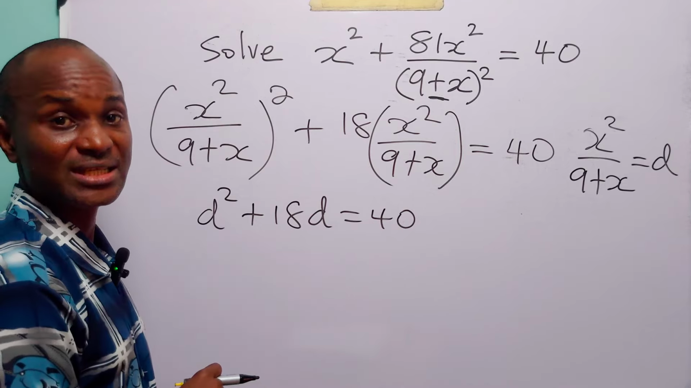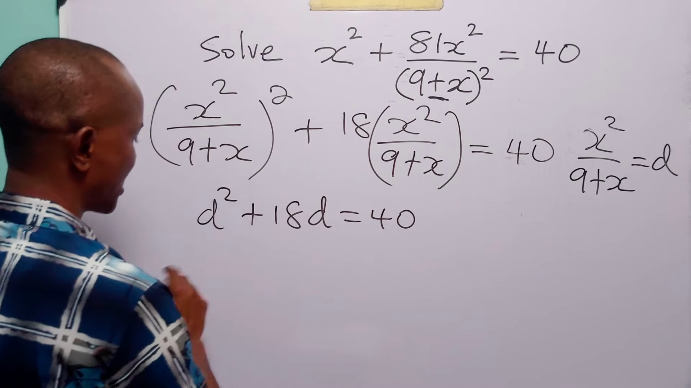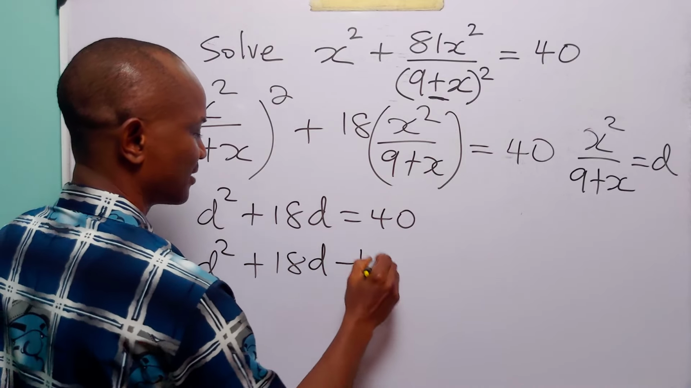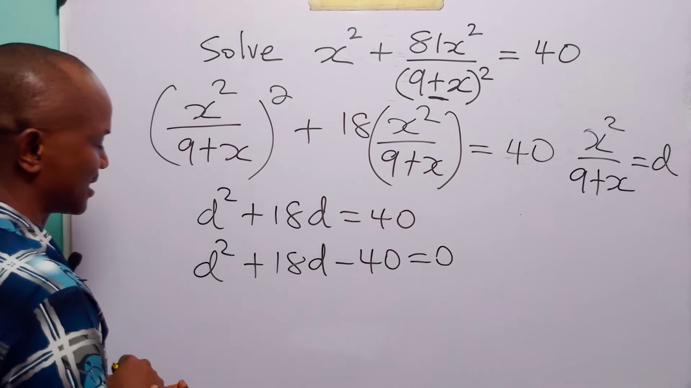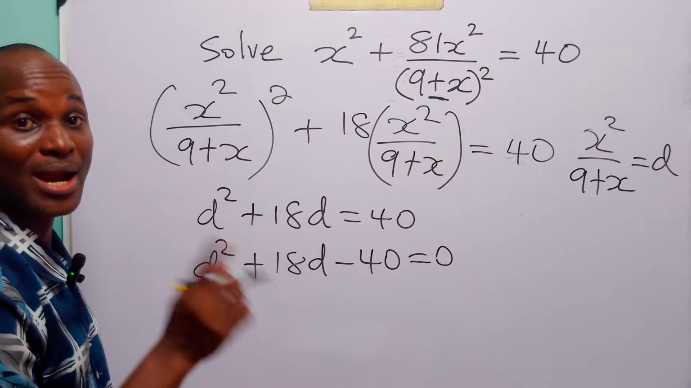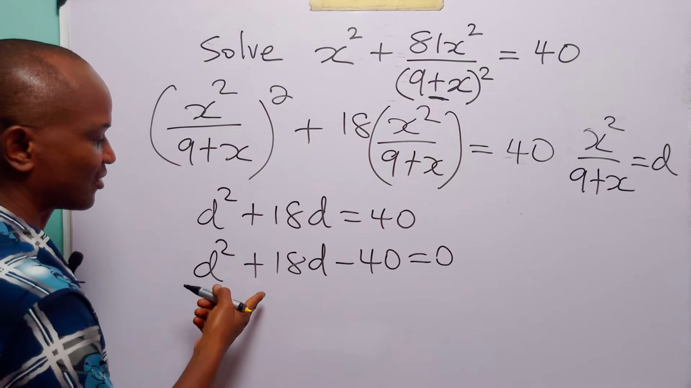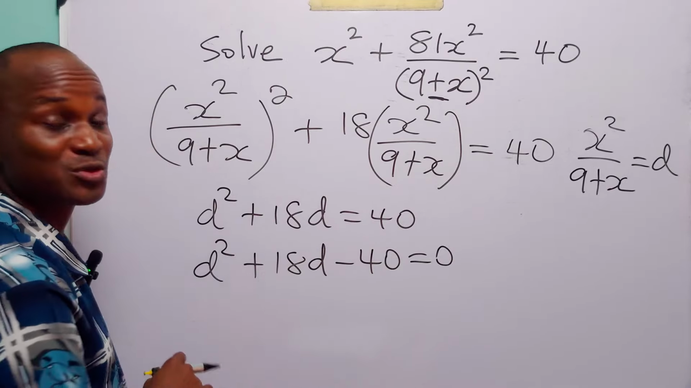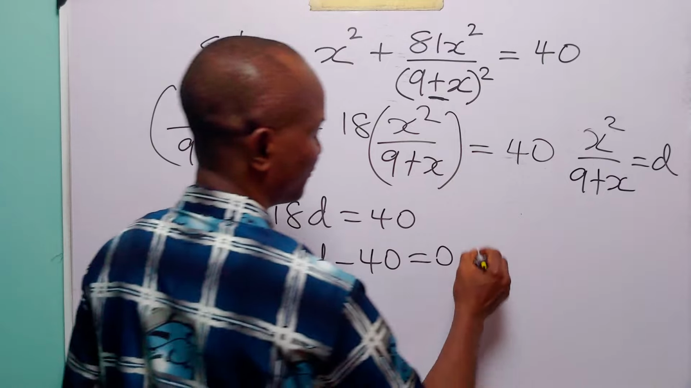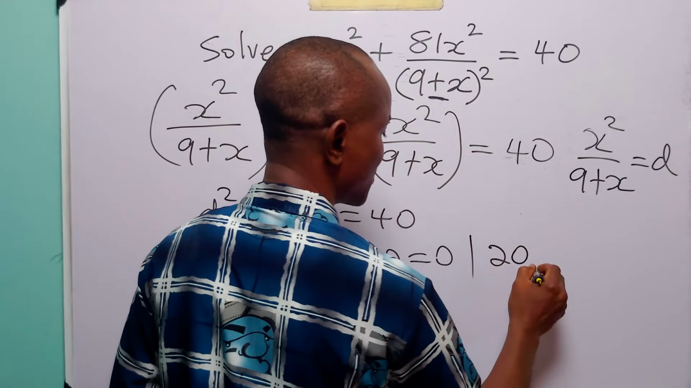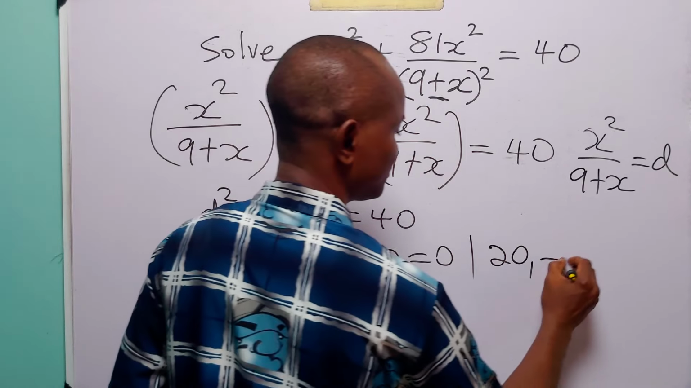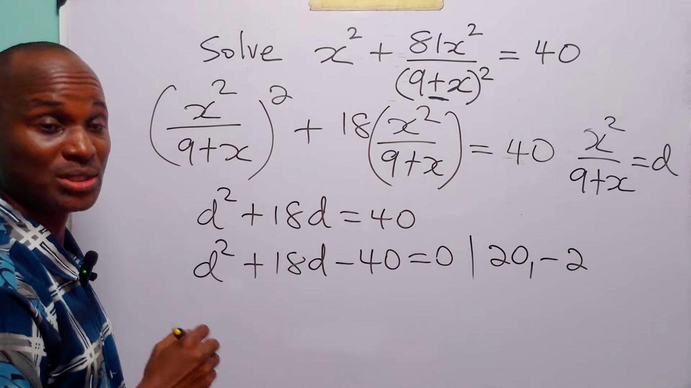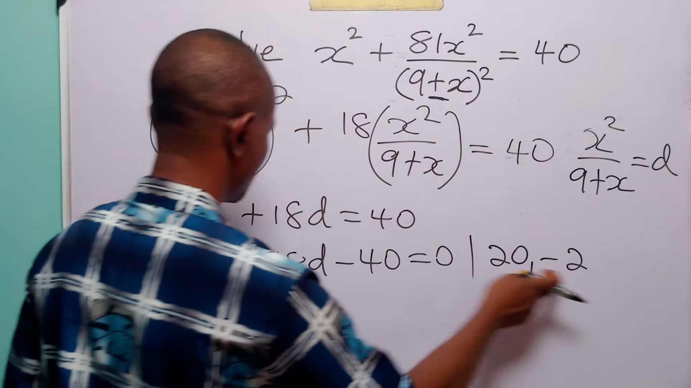We can solve this quadratic equation by factorization. Let us rearrange. We have d squared plus 18d minus 40 is equal to 0. Since the coefficient of d squared is 1, all we have to do to factorize this is to find the factors of minus 40 that add up to plus 18. And of course, those are going to be 20 and minus 2.